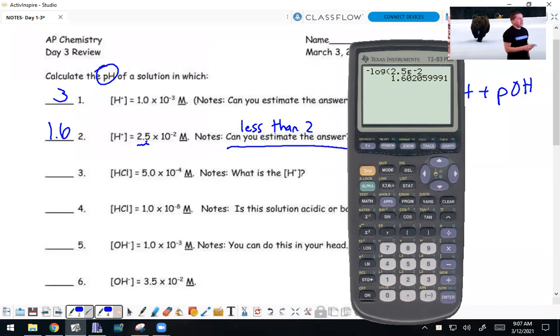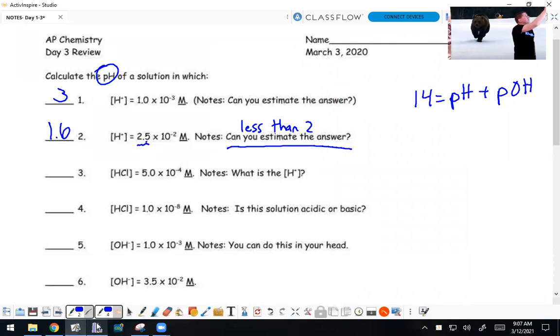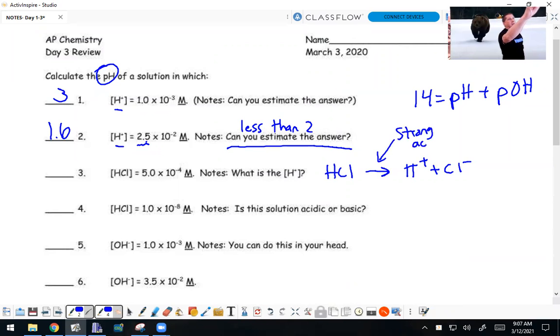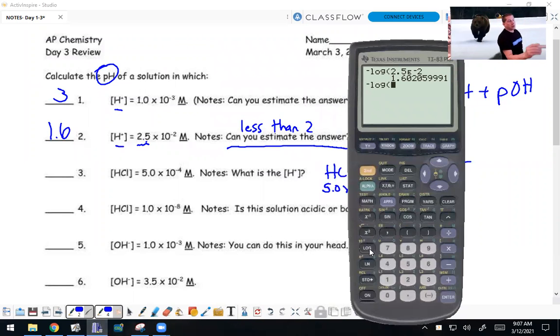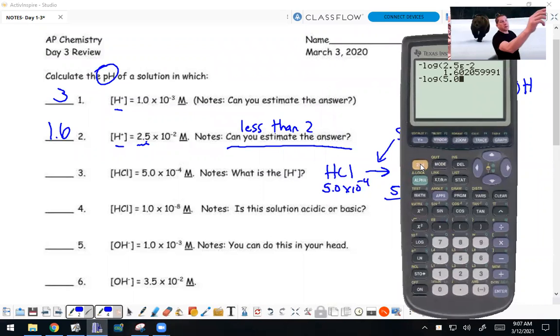So I have a little note here. What is the H plus? In order to find the pH for this, in these two we were given the H plus, and this one we're given HCl, and HCl is a strong acid. It's not an equilibrium. So if this is 5.0 times 10 to the minus 4, the H plus is also 5.0 times 10 to the minus 4, and so is the chloride, but chloride doesn't affect pH. So we're going to take the negative log. Once again, we can estimate it. It's going to be a little less than 4. So the negative log of 5.0 times 10 to the minus 4, and you can see we get 3.3.